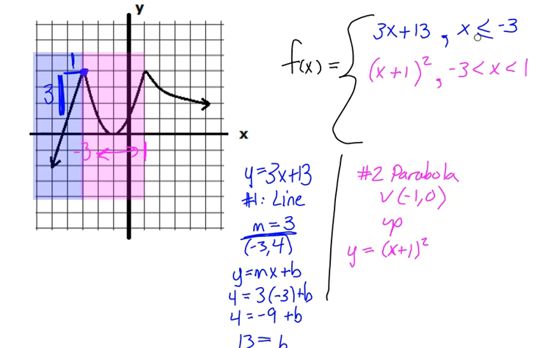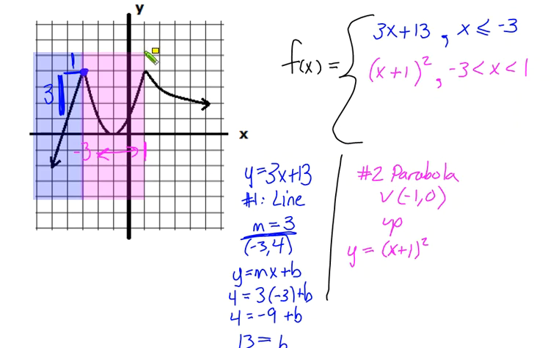Now, if we had originally put the first piece as a strict inequality, meaning x is strictly less than negative 3, we could have placed an or equal to option on this piece. It really doesn't matter. We can put it on either place, but only one of the two places. We can't put it on both.